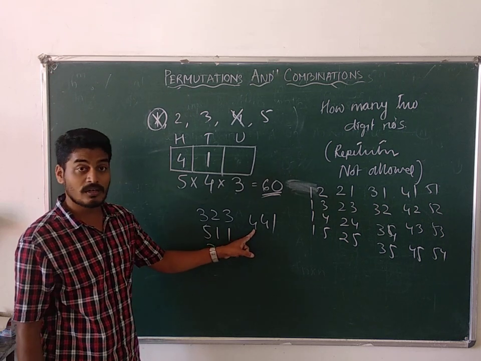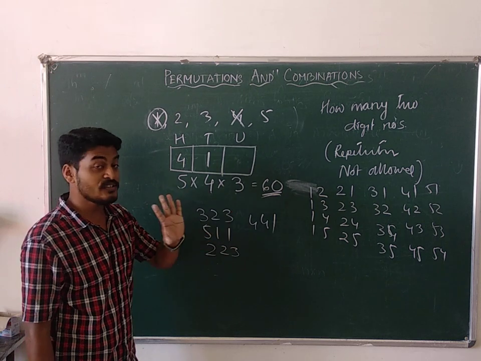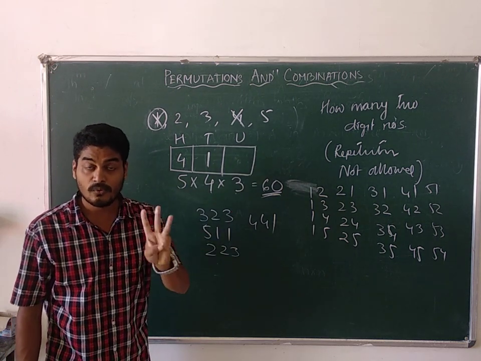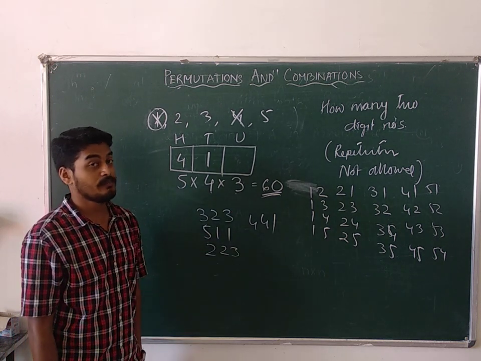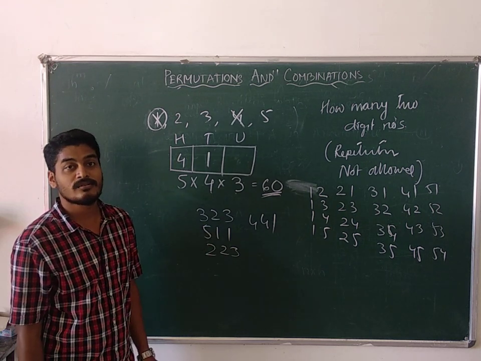If repetition were allowed, more numbers would come. But the 60 that I said is exact. Here you will get 60 three-digit numbers where repetition is not there. Have you got it? So in this way you have to write down.